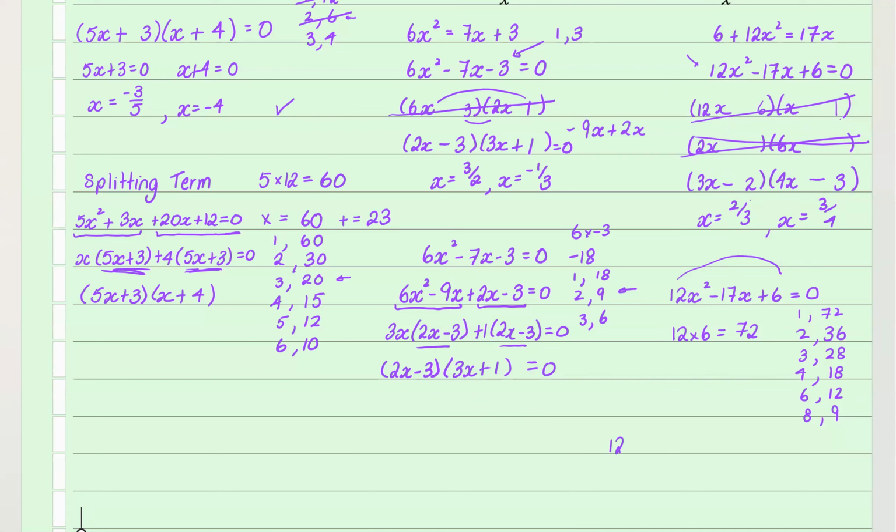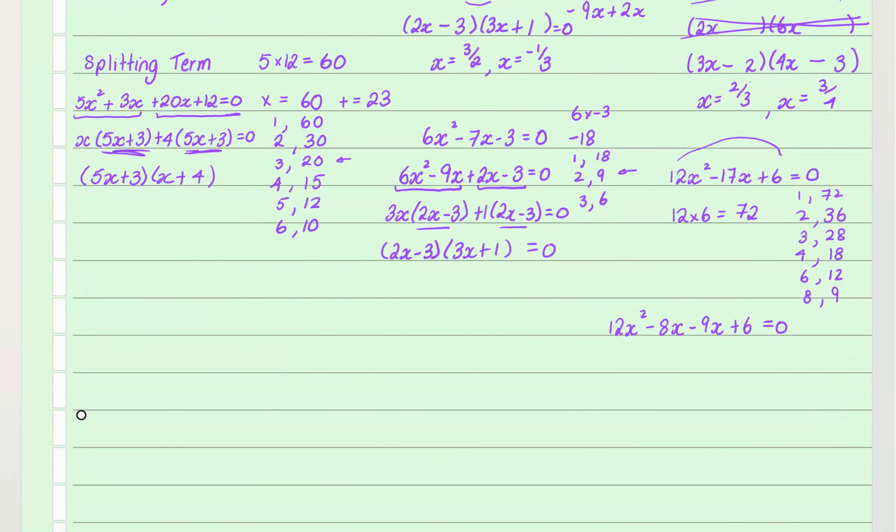So it's going to be 12x squared minus 8x minus 9x plus 6 equals 0. Look for your common factors. So we pair off and we go common factors. What's your highest common factor of 12 and 8? It's 4x, that's going to be 3. So 4 3s are 12, x times x is x squared. Take 2. What's your highest common factor of 9 and 6? It's 3. Now be careful.